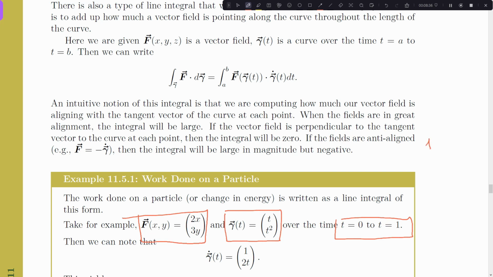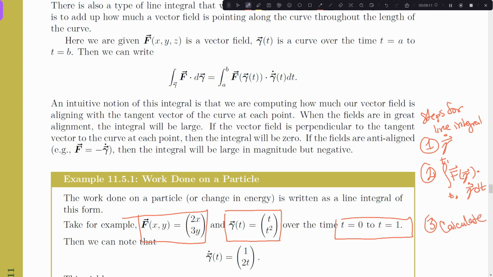So the first thing I need, say steps for a line integral, is gamma prime, or gamma dot. The second thing I need is to set it up as the integral from t0 to t1 of F of gamma dot dt. And then the third is to calculate. So if I'm using those, step 1, I need to calculate gamma dot. I know it's already on the screen, but let's pretend it's not. Calculating gamma dot, I take a derivative of t, I get 1. I take a derivative of t squared, I get 2t.